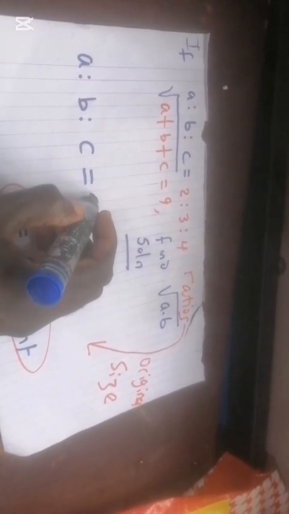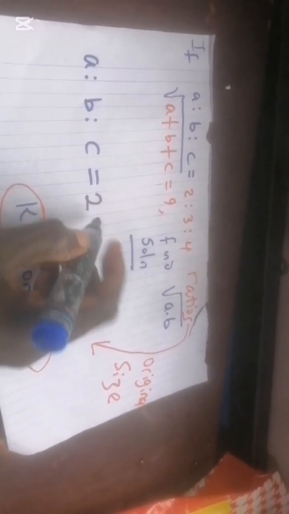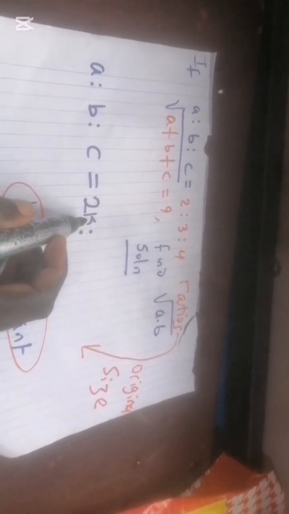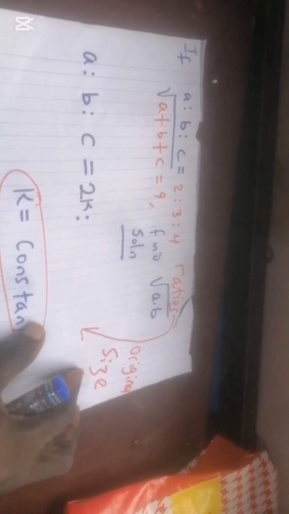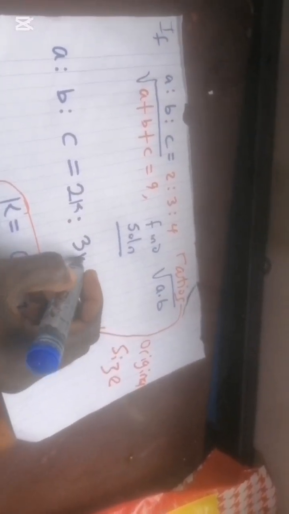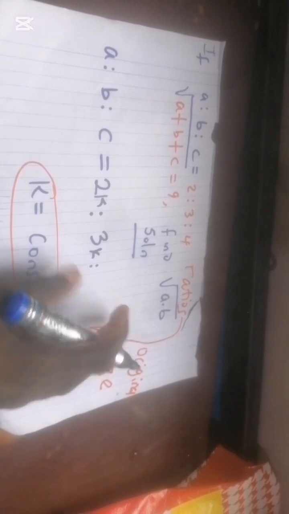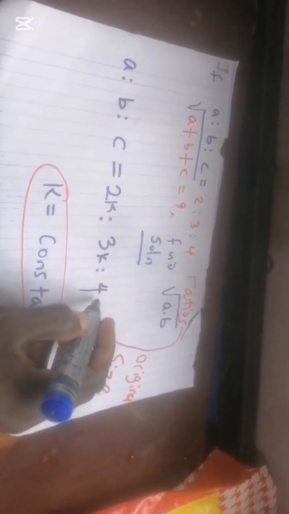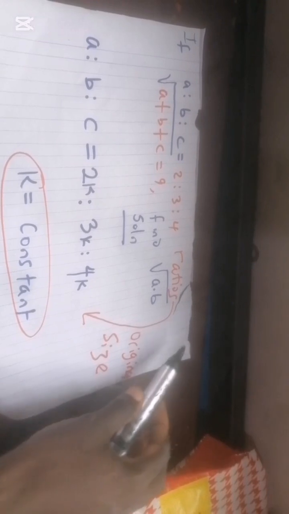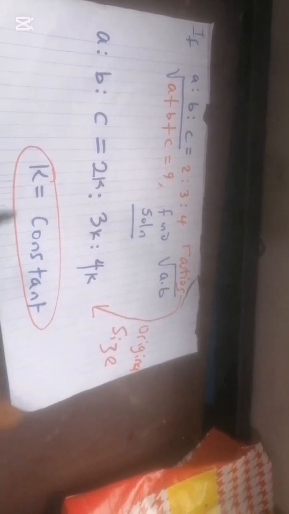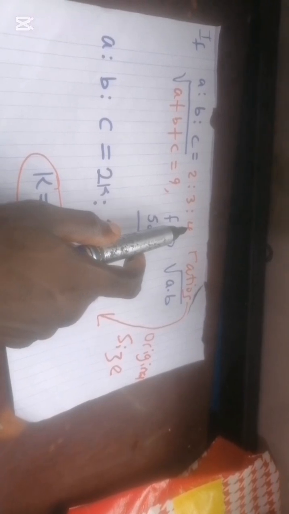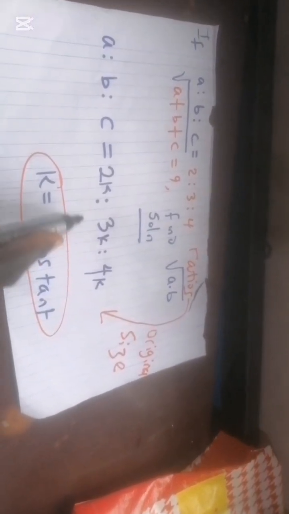I'm going to add something to the back. Watch me. Instead of me writing 2 now, I will say 2K. Now this K will give me the original size of this ratio. Then followed by 3K. Then followed by 4K. So now what have I done? I have turned the ratio to the original size. So that K is a constant. Do you understand? So this one is correct. That is the ratio. But this one is the original size.